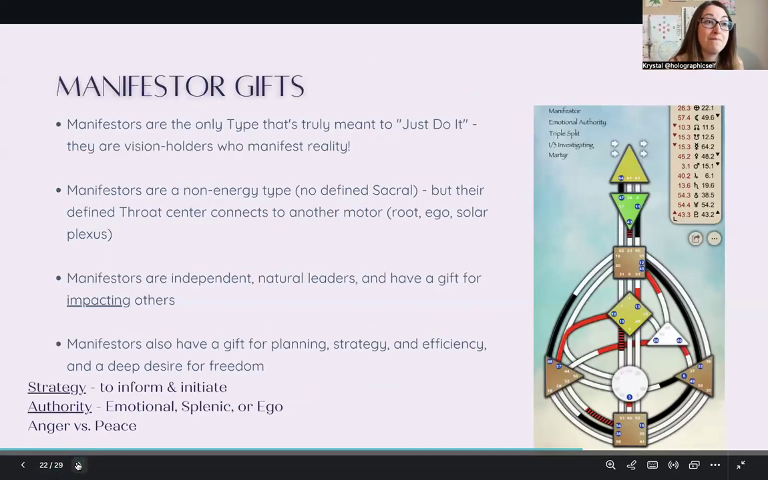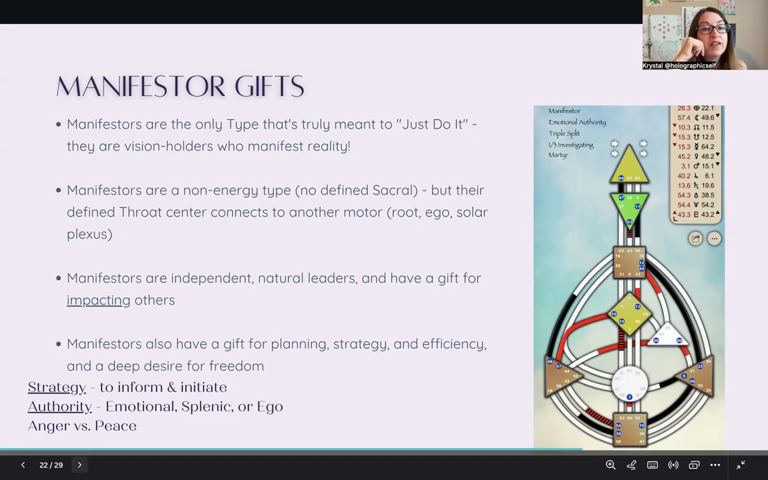All right, now we're going to talk about manifestor gifts. Hang on. So, as I said, manifestors are the only type that's actually designed to push forward, initiate, just do it. But there's a lot about manifestors. I actually believe that manifestors are one of the most deeply conditioned, other than projectors.